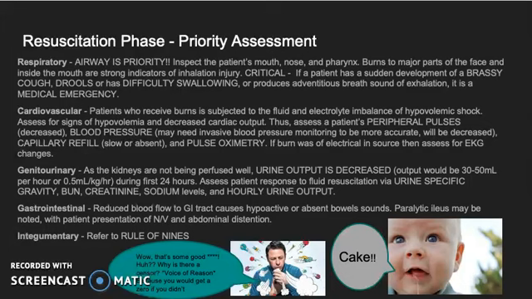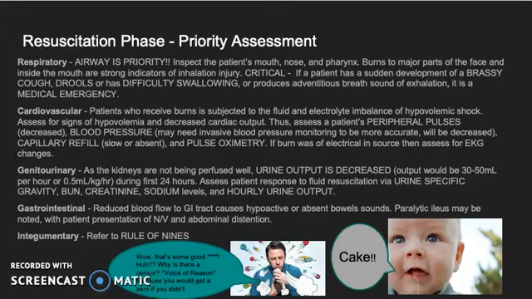As the kidneys are not being perfused well, urine output is decreased during the first 24 hours. We know this formula, the output should be 30 to 50 mLs per hour or 0.5 milliliters per kilogram per hour. Assess the patient's response to fluid resuscitation via urinary specific gravity, BUN, creatinine, sodium levels, and hourly urine output.